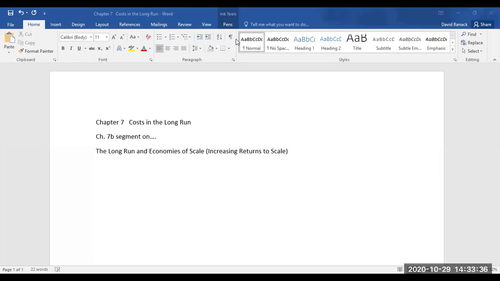Hi, everyone. Welcome to another segment on Chapter 7, which is costs in the long run, of course. And in this segment, we're going to look at the long run and something called economies of scale. Last time we talked about constant returns to scale, and this time we talk about economies of scale, or what is also known as increasing returns to scale.